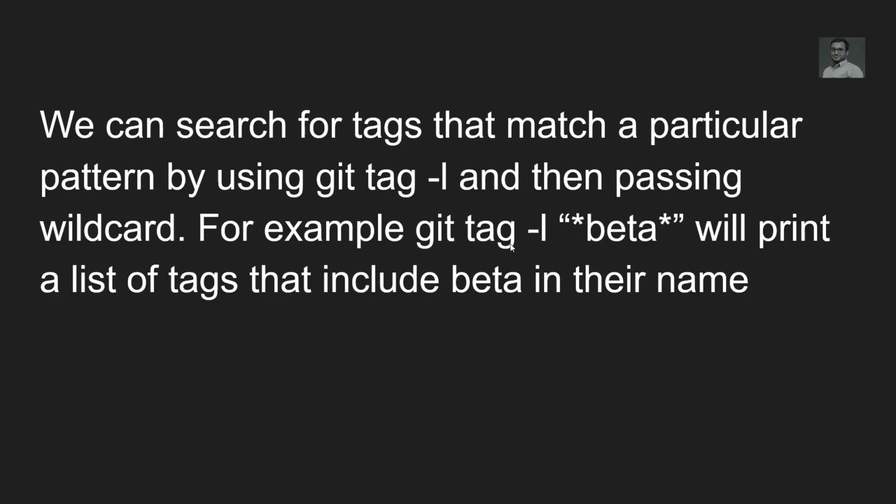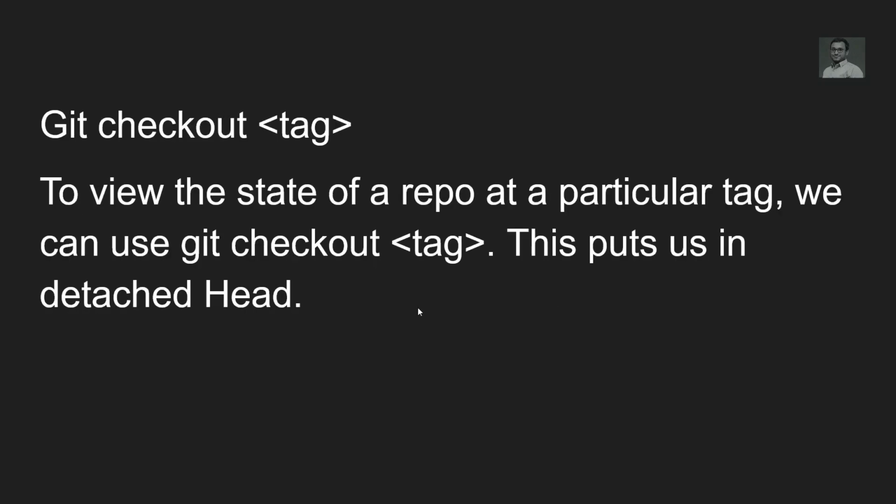For example, git tag -l star beta star will search for all the tags which have beta as text in the tag name. It will print the list of all tags that include beta in their name. So if beta is there in the tag name, it will list those tags. This is how we search the tags in a Git repository.